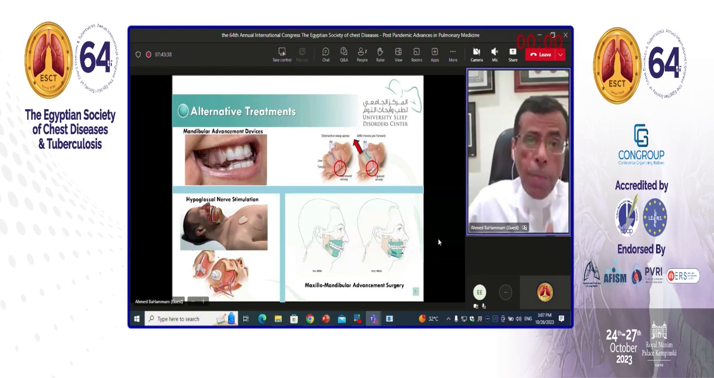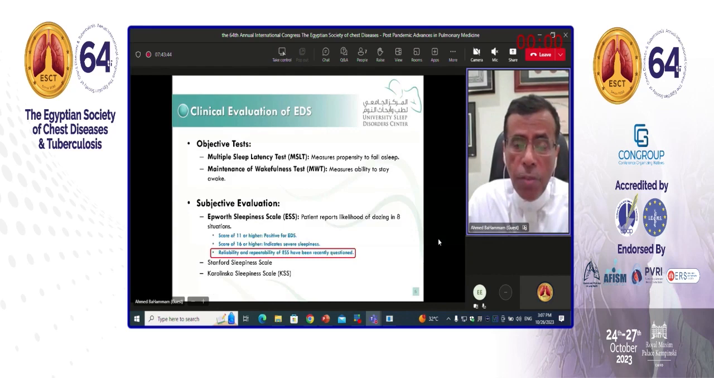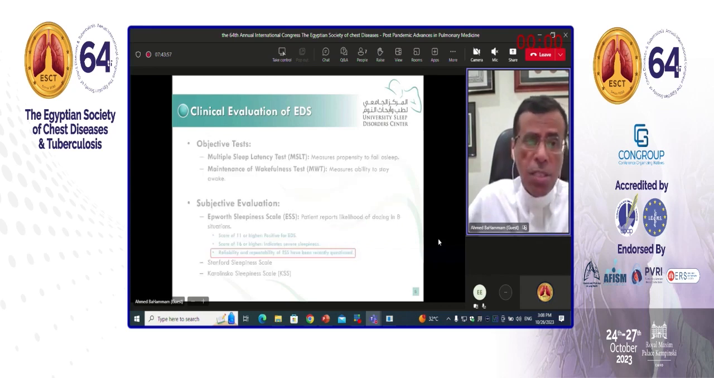When we assess sleepiness, there are objective tests and subjective tests. However, none of them is really perfect to assess sleepiness, and the commonest subjective test is the Epworth Sleepiness Scale, which has problems with reliability and the ability to reproduce the same results.